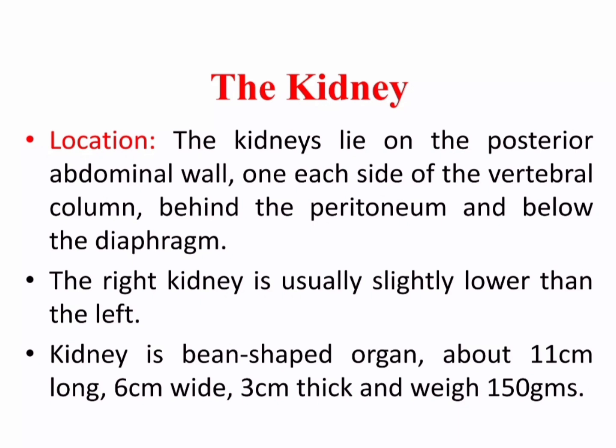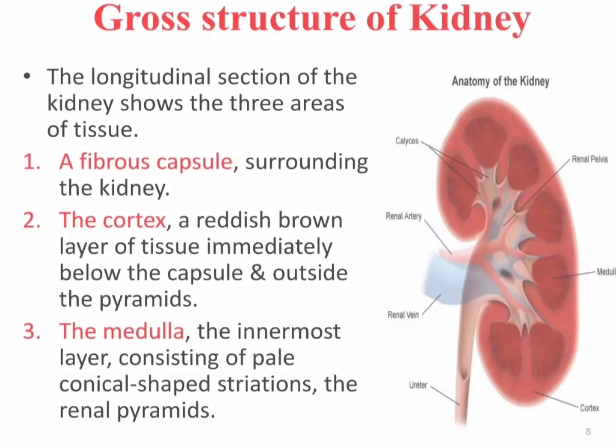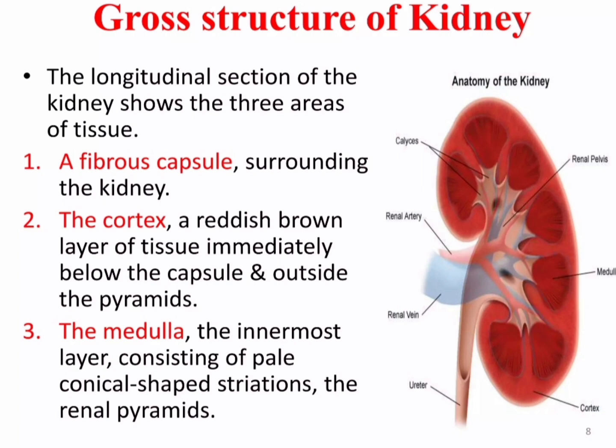So these are the kidneys, how they look, where they are located. Now the gross structure of kidney. So this is a longitudinal section. When we cut the kidney into a longitudinal section, we'll see three areas of tissue. The first one is the fibrous capsule, the second one is the cortex, the third one is the medulla. The fibrous capsule surrounds the kidney. It will protect the kidney from external trauma.